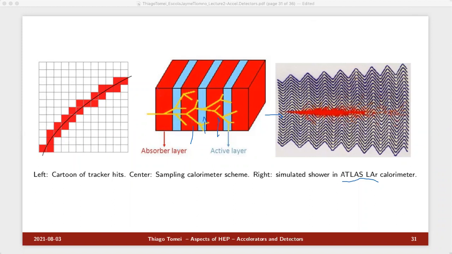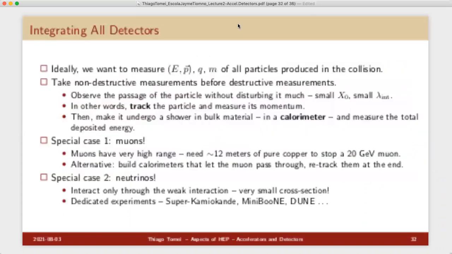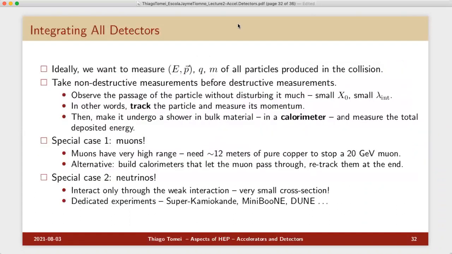Okay, I am almost running out of time. So let's quickly go to the end. And now we integrate all of it together. We want to study the collision. We want to measure the energy, the momentum, ideally even the charge, the mass of all the particles produced in the collision. What's the plan?